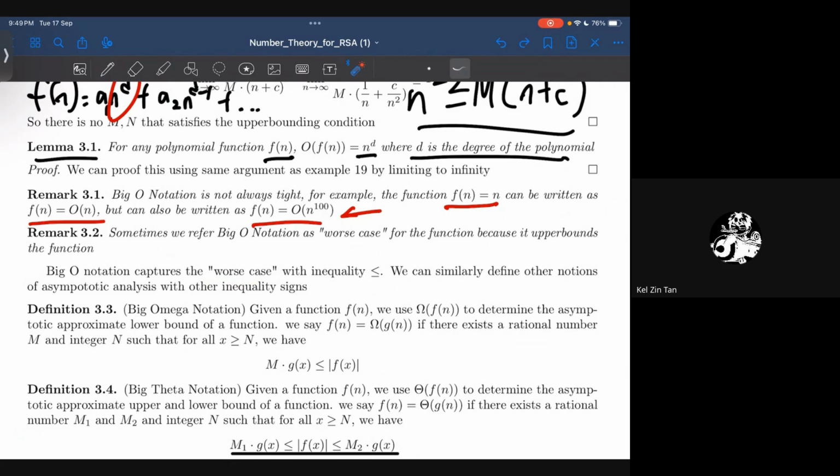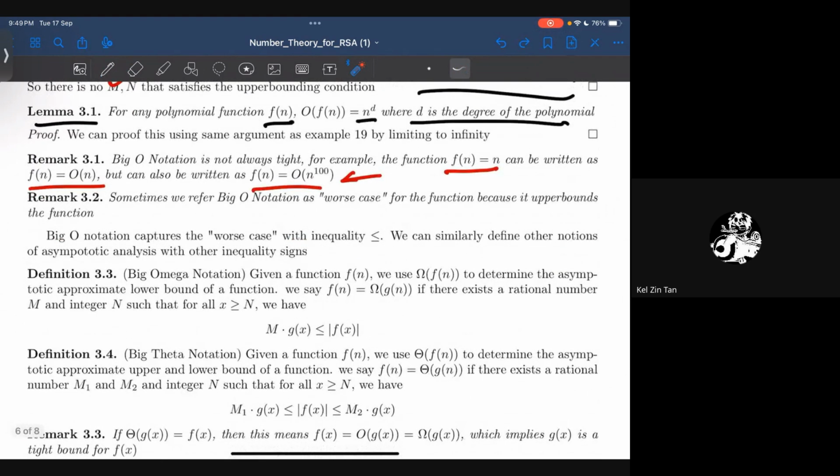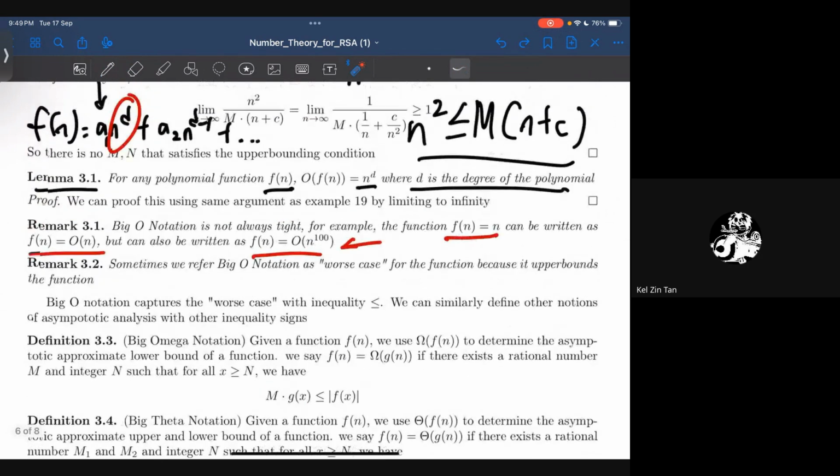But we can similarly define other notations. For example, we can define big omega notation, where big omega notation is just the best case. So look at this, right?